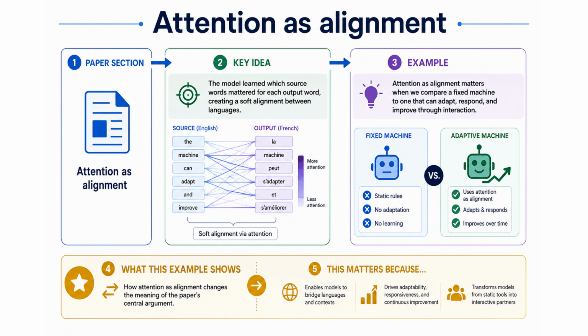Attention as alignment. The model learned which source words mattered for each output word, creating a soft alignment between languages. For example, attention as alignment matters when we compare a fixed machine to one that can adapt, respond, and improve through interaction. What this example shows is how attention as alignment changes the meaning of the paper's central argument. This matters because it helps explain why this paper became one of the foundation stones of AI history. Once that is clear, the next step is context changes word by word, because that extends the paper's argument in a more concrete direction.